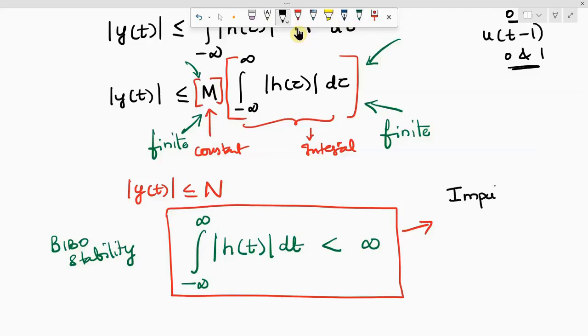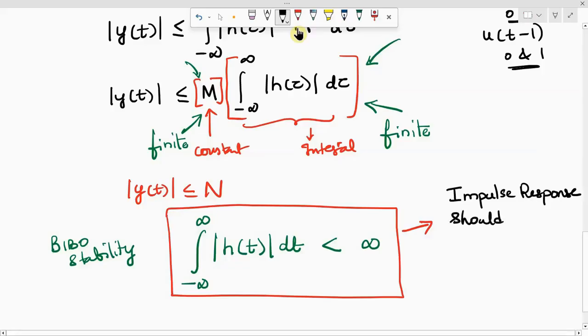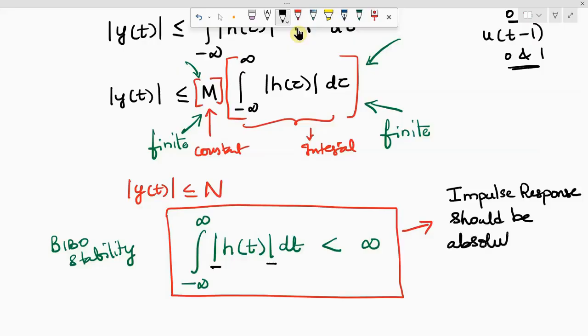What is h of t? Impulse response of the system. Impulse response should be, because you have a mod, absolutely, I think you know this actually. And integration should result in a finite value, which is less than infinity. So I write it as: you remember this statement? The function should be absolutely integrable. So the condition for BIBO stability for any LTI system is its impulse response should be absolutely integrable.